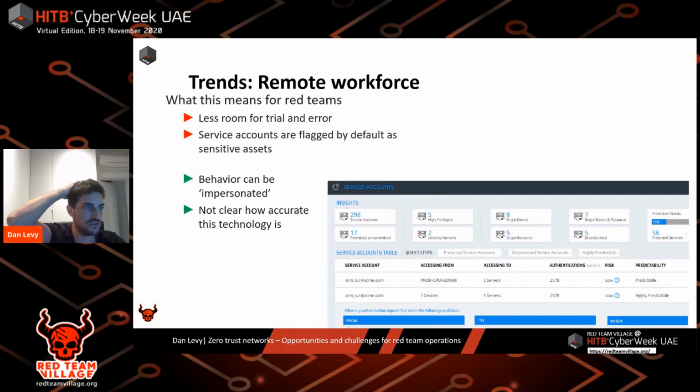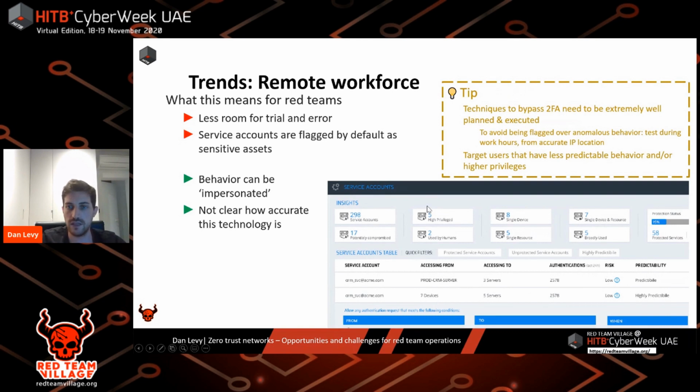And so what you can see here on the screenshot is an example of a specific aspect of the application of this product, which will flag only service accounts and gives you a level of security and how predictable the behavior is from these service accounts. This is just an example from real life.